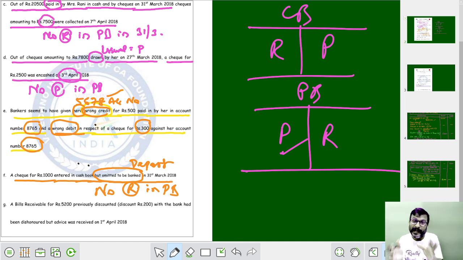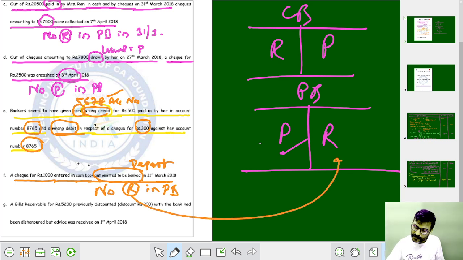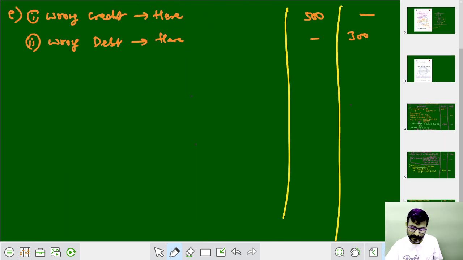Banked means what? Deposit. When you deposit in the bank, we call it banked. So omitted to be banked means omitted to be deposited in the bank, omitted to be sent to the bank for collection, no deposit in the passbook, no receipt in the passbook. When no receipt in the passbook, no credit in the passbook. So where we have to take? We have to take it on the credit side.